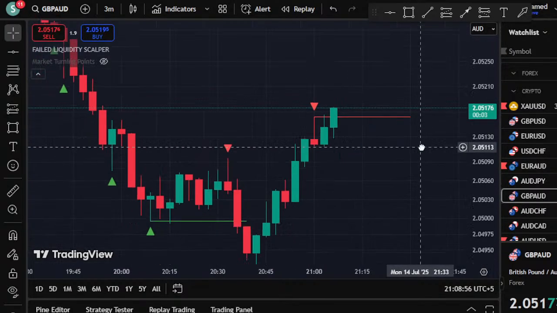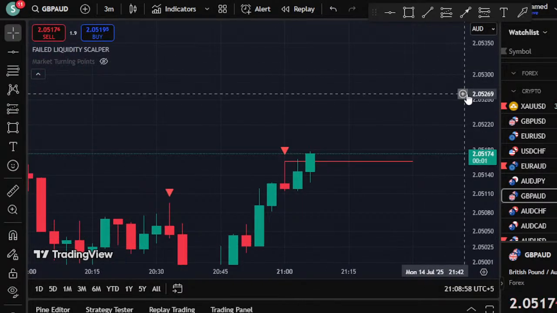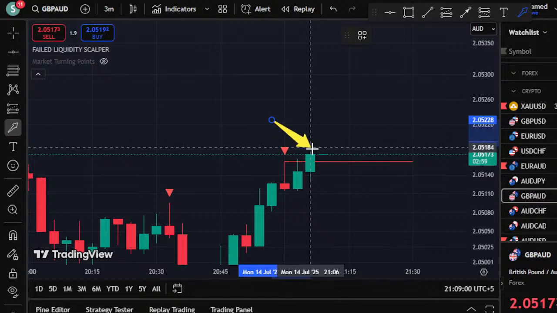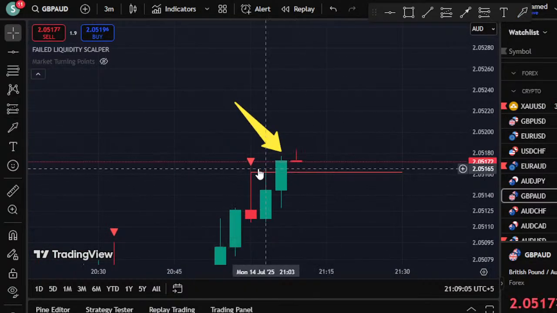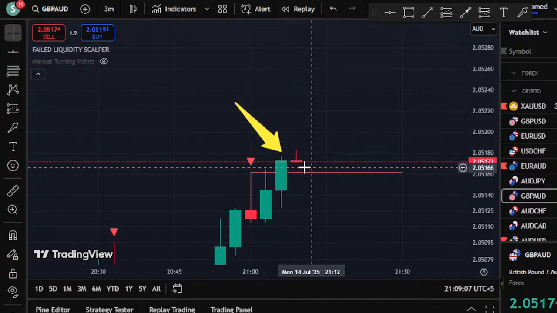Okay, now just look at this one. This is buy on Great Britain pound AUD. This is not a sell. This is not a sell. Now the price has successfully given a close above the level. Just look at this, a successful close.